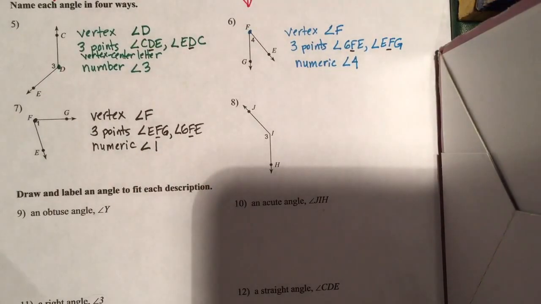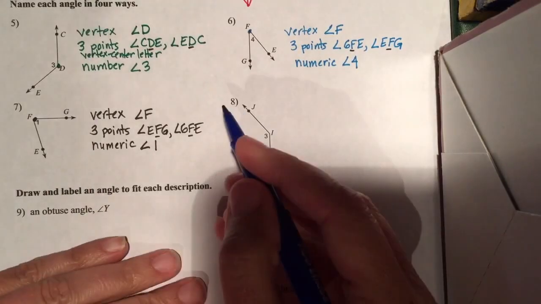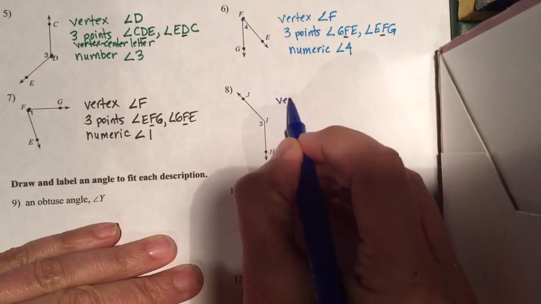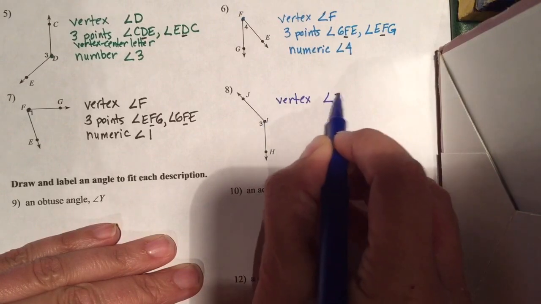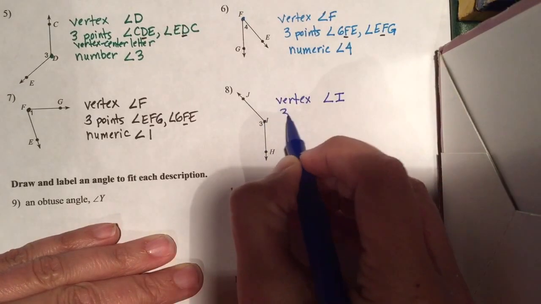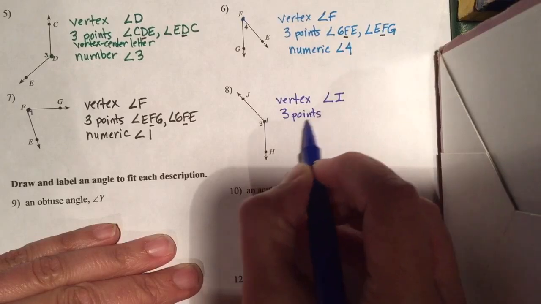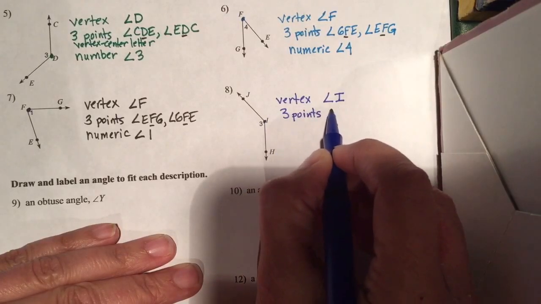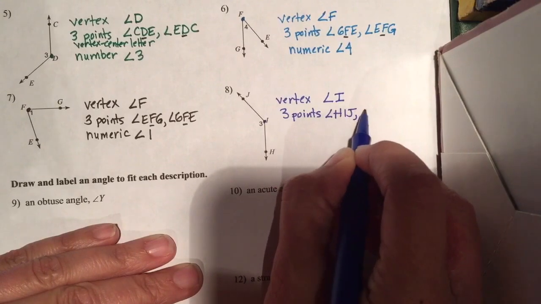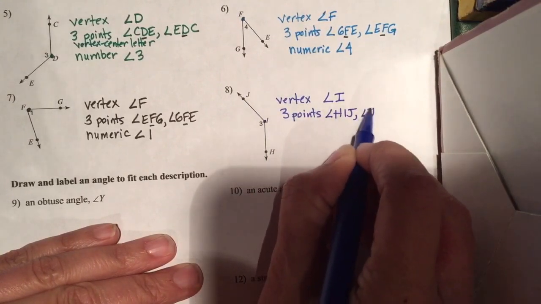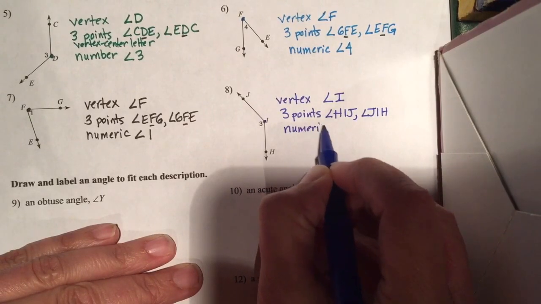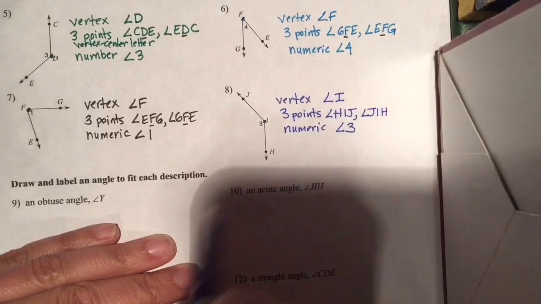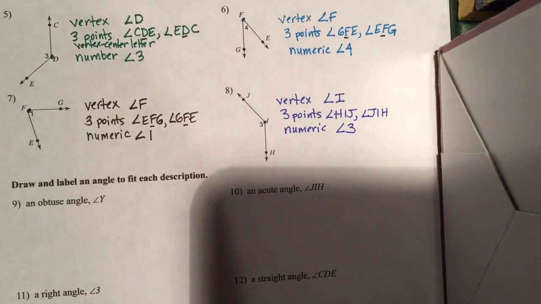So let's look at the last one that we have. The vertex name would be angle I. The 3 points name with the vertex in the middle would be angle HIJ or angle JIH. Or we can use the numeric, which is angle 3. So those are the ways that we can name the angles.